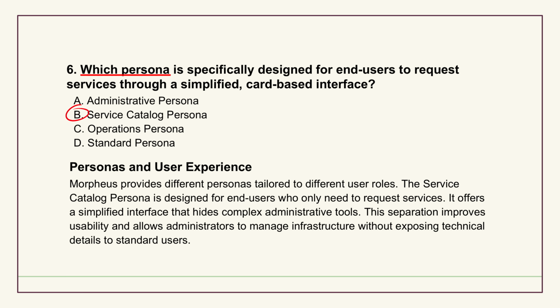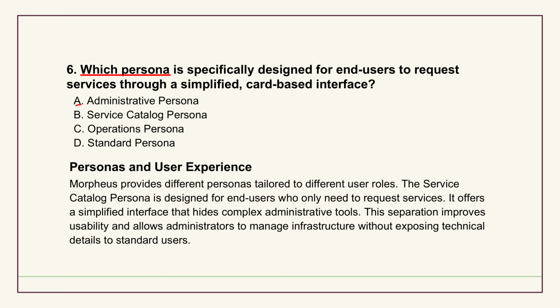Card-based interface. That sounds very consumer-friendly, like shopping on Amazon or browsing Netflix. That is the entire design philosophy. Think about your audience here. If you are a developer or a data scientist, you don't care about infrastructure groups or storage LUNs or vCenter clusters. You just want a database so you can do your job. Right. You want an app store experience. The service catalog persona strips away all the administrative noise. It just shows clean tiles. Click here for Postgres. Click here for Windows 2019.